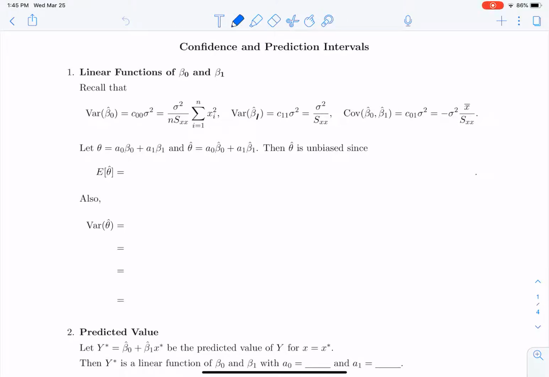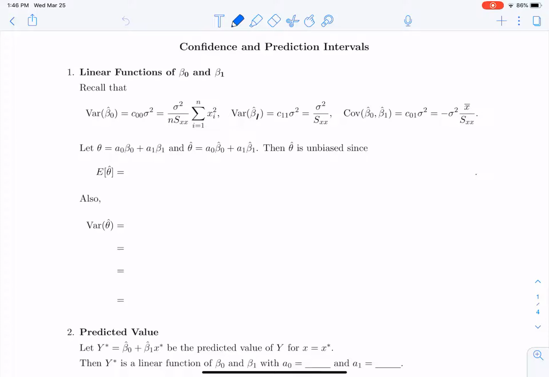We will now turn our discussion to confidence and prediction intervals for the regression line. So let's recall that the variance of our estimator for the intercept β0 is c_00 σ². Our variance for the estimator for the slope is c_11 σ². And the covariance for those two estimators, which we computed in a homework problem, is c_01 σ². We will use those facts to derive our confidence and prediction intervals.